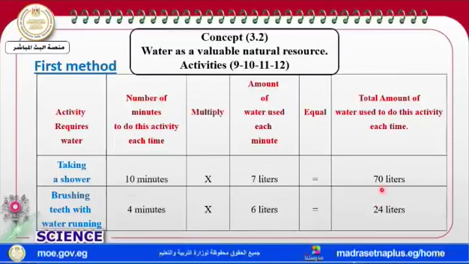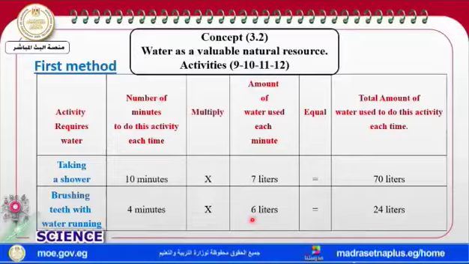Okay, it's a very big number, just 10 minutes, but my shower takes 20 minutes or more. So it will not be 70 liters, it will be 140 and more according to the time used in the shower. Number 2, brushing teeth with water running. Brushing teeth, it takes for me 4 minutes. And in each minute, I use 6 liters during brushing my teeth.